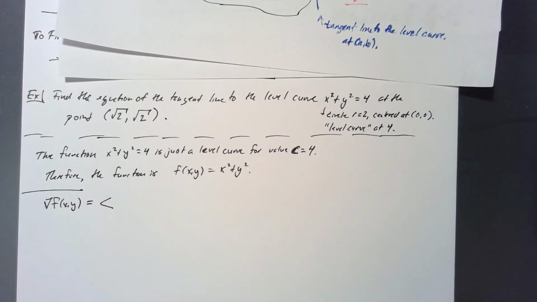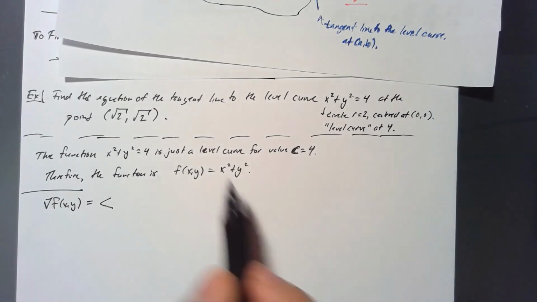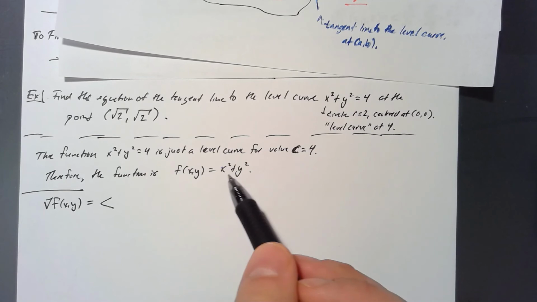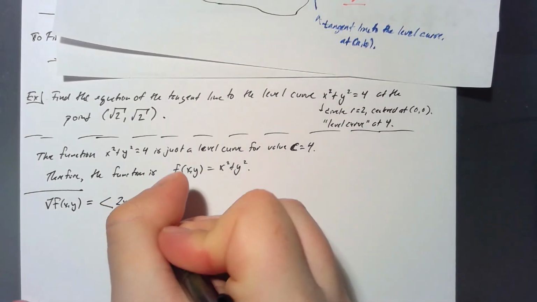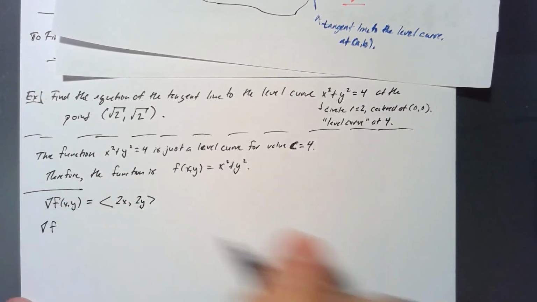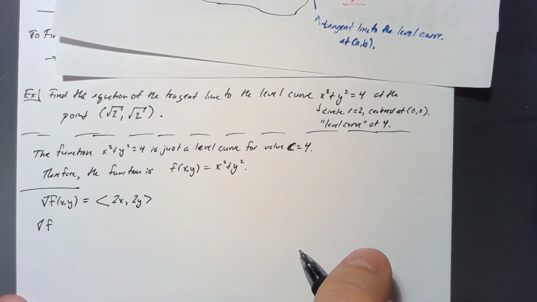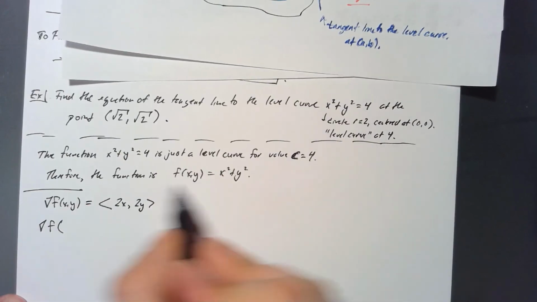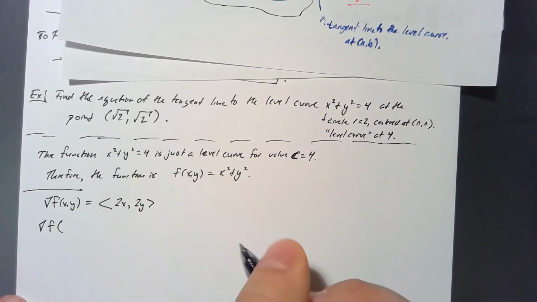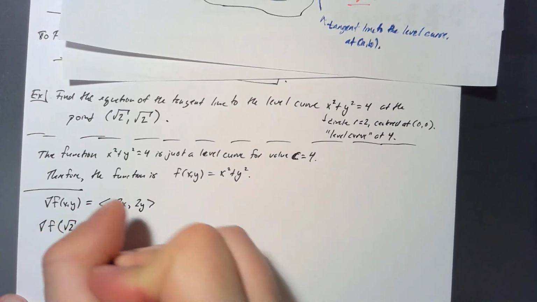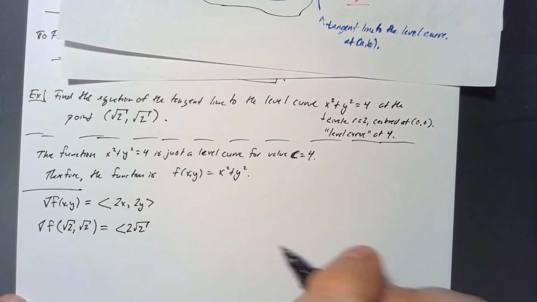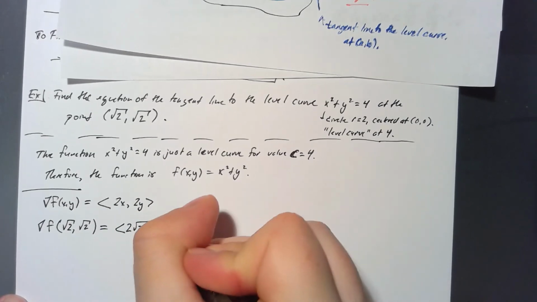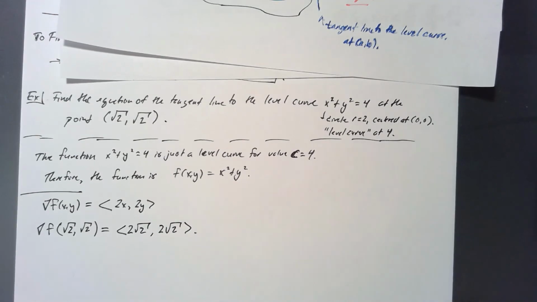What's that going to be equal to? So the partial of this, well, that's easy. Partial of this with respect to x is going to be 2x. Partial of this with respect to y is going to be 2y. All right, now the partial of that at the point root 2, root 2. So that's going to be 2 root 2, comma 2 root 2. All right.